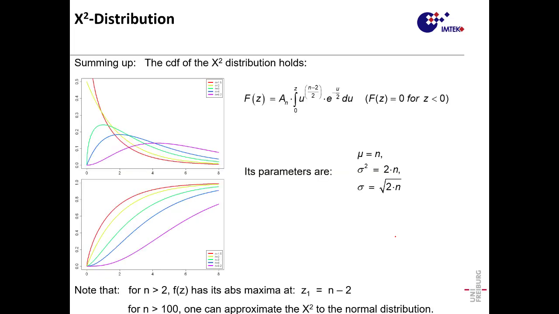How does the chi-square distribution look, as we show for every distribution? This is the PDF, and this is the CDF. For different degrees of freedom, it looks in a different shape. Different degrees of freedom also give different cumulative distributions. The mean is equal to the degree of freedom, and the variance and standard deviation are defined as well. Just for completeness.